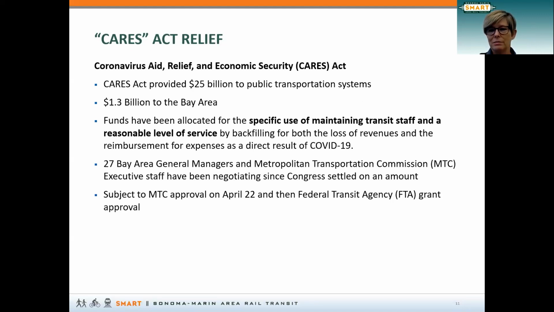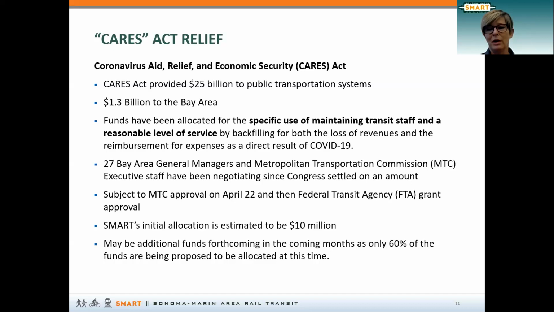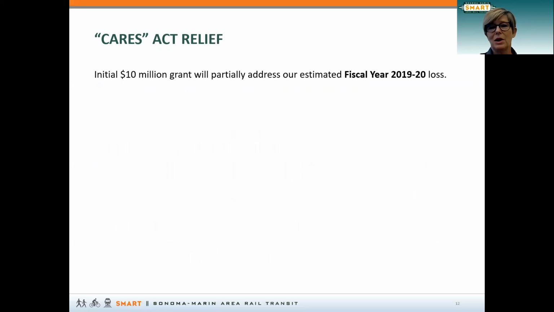So there was a long, intense process between 27 Bay Area general managers and the MTC, and it's still subject to approval tomorrow, I believe, but we are slated to get just over $10 million, and there may be additional funds coming later because they're only right now allocating 60% of the funds that the Bay Area received, but that is the amount that's in the packet for the MTC's approval tomorrow, I believe. So this $10 million is good news for us because it fills that current year hole that we're having, and we'll be able to close the fiscal year in a manner that we had hoped to.